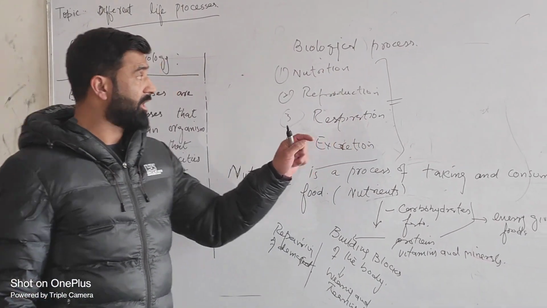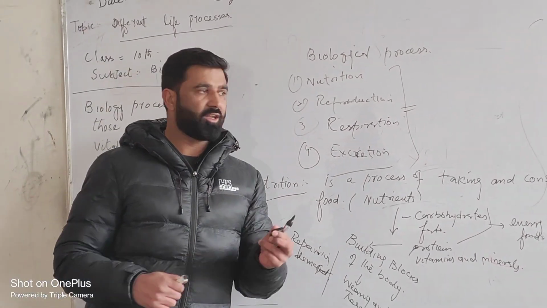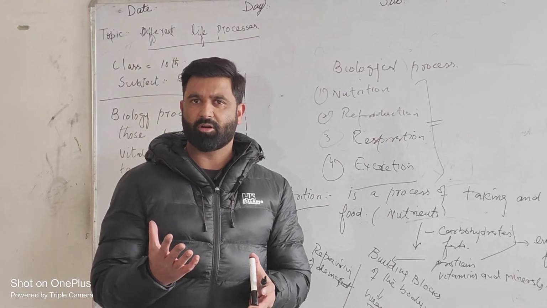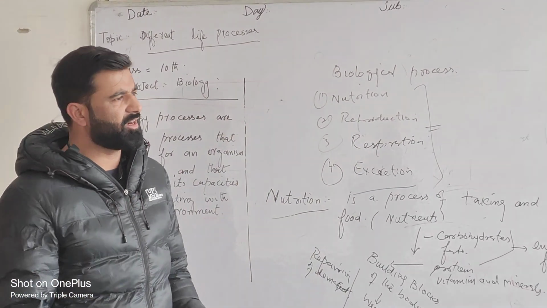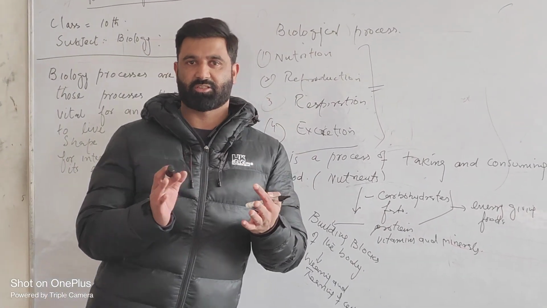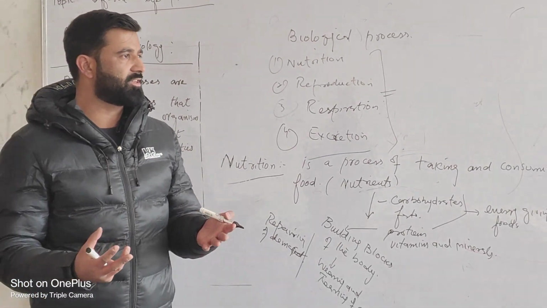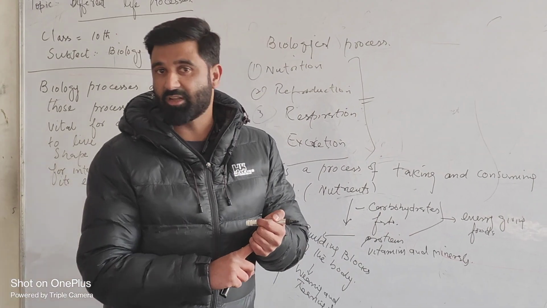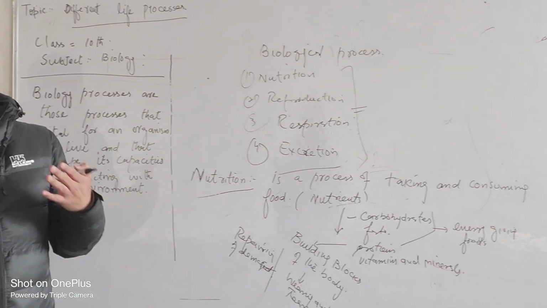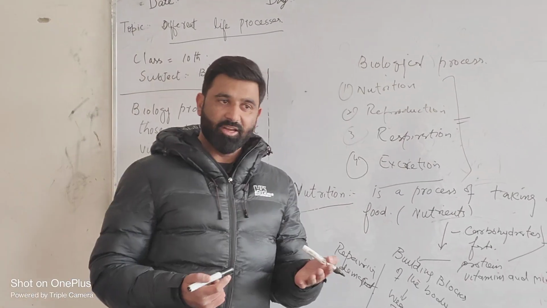Now we are discussing here the nutrition. We take food in different modes. Some organisms take it in solid form, some in liquid form, and some in another form. So there are two types of nutrition. The plants also do nutrition. There are organisms which prepare their own food. They are called the autotrophs, and there are organisms who do not prepare their own food. They are dependent on others for their food. They are called the heterotrophs.